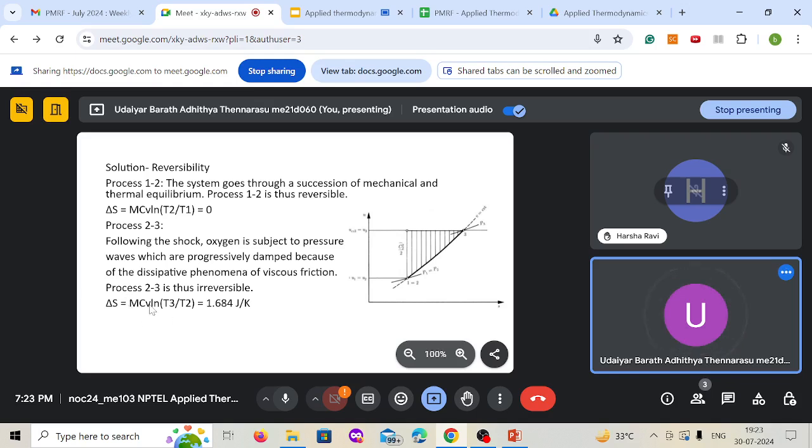The entropy change in this case is mcv ln T3 by T2, which is 1.684 joule per Kelvin. In this case, you have to do some amount of external work to bring it back to the initial state. So this process is not reversible, you cannot go back.